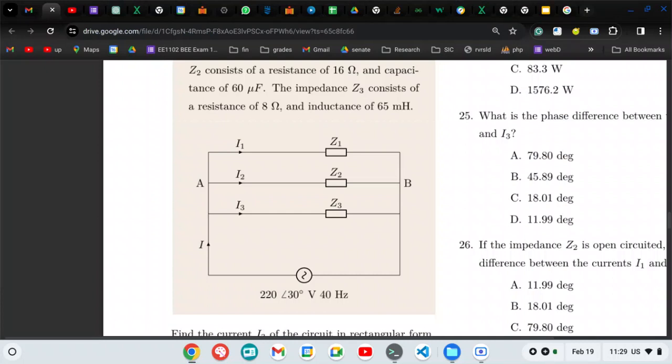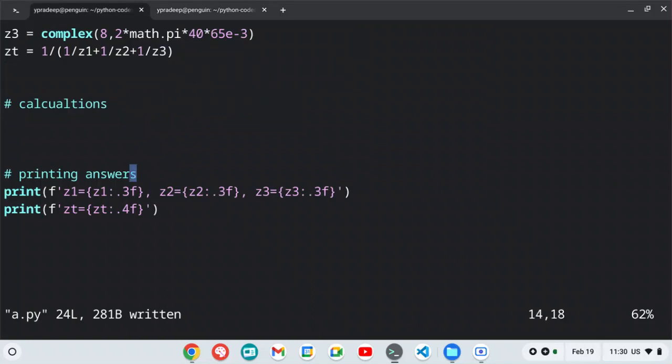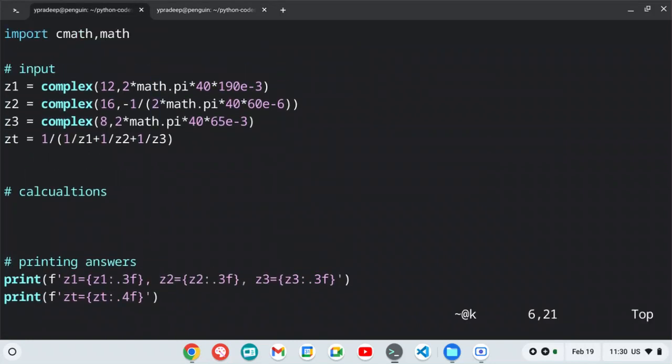So yes, what was the first method, sir? Individually find I1, I2, I3. How can we find that, sir? By dividing V by Z. I'll do both methods. Just V by Z1, V by Z2, V by Z3, because V is common for all, because it's a parallel circuit. But first we have to define the V. How do we define the V?